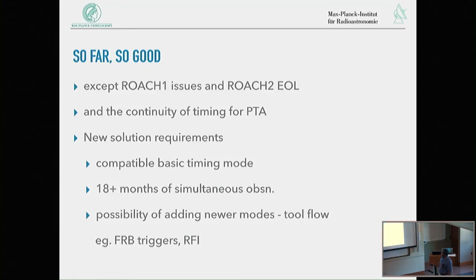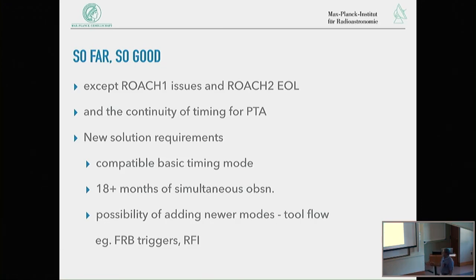So far so good, except that we have issues with the ROACH 1, very ancient hardware with CX4 and parts that you can hardly get, and the impending end of life that is being announced for the ROACH 2. Therefore, in the interest of continuing pulsar timing, I'm thinking about replacing this hardware.